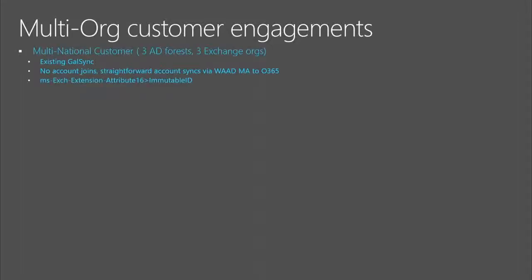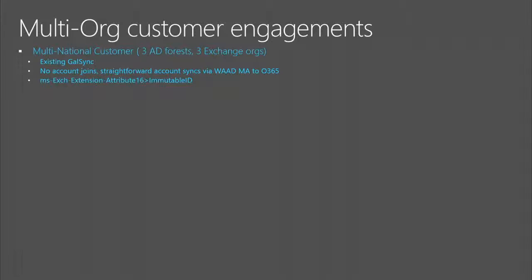So here and the next couple of slides, I'm just going to talk a little bit about some of the multi-org customer engagements. It's just a bit of a small sample of what we've done. The example here is a multinational customer with 3 AD forests, 3 Exchange orgs, their account forests and resource forests. They had an existing GAL sync between the environments, so they had some coexistence between each of them. There was mail flow and other kinds of things, as well as your GAL lookup.